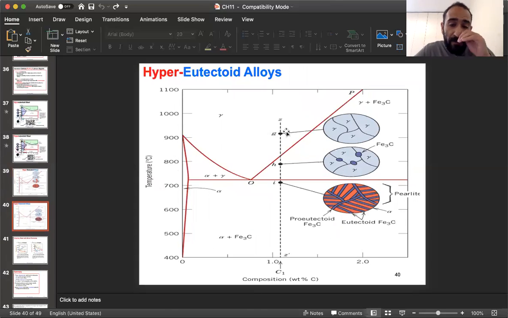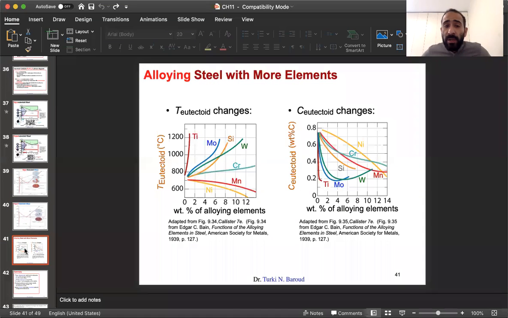Similarly here we have the hypereutectoid case. You are going to form pro-eutectoid cementite at point A. You have pro-eutectoid cementite plus the gamma, which will transform into pearlite, alternating layers, as you can see over here.